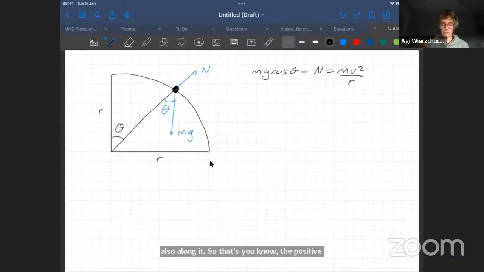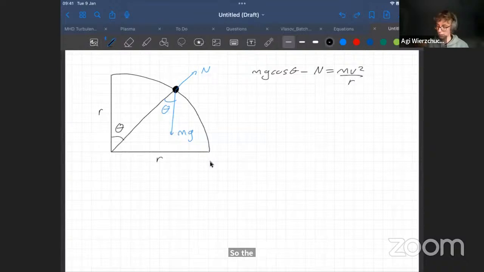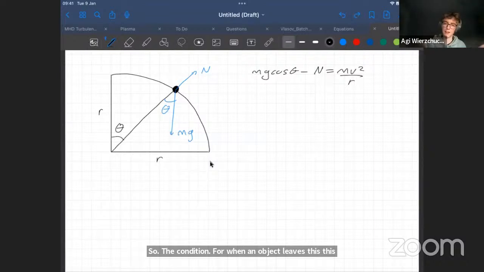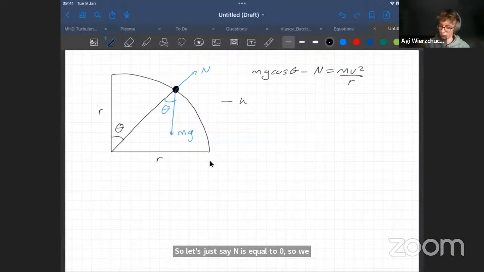The condition for when an object leaves this hemisphere is that the normal reaction force is 0, because at that point it's not pushing on the sphere. Think about it as being about to lift off the ground. When you're just about to jump, at the moment you lift off, you don't feel the ground on you at all, right? So let's set N equal to 0, and write it in words, because that's how you should be displaying your problem.